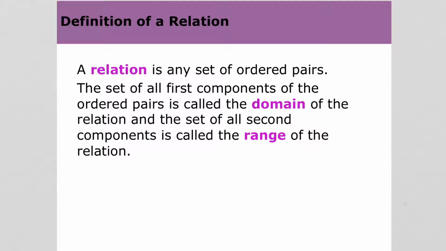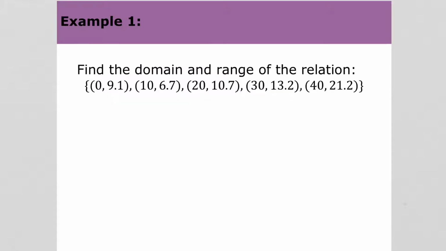The first component of the ordered pair is the domain. So that means the domain are the x values, and the second components are the range. That means the range is the y values. So name the domain and range here.